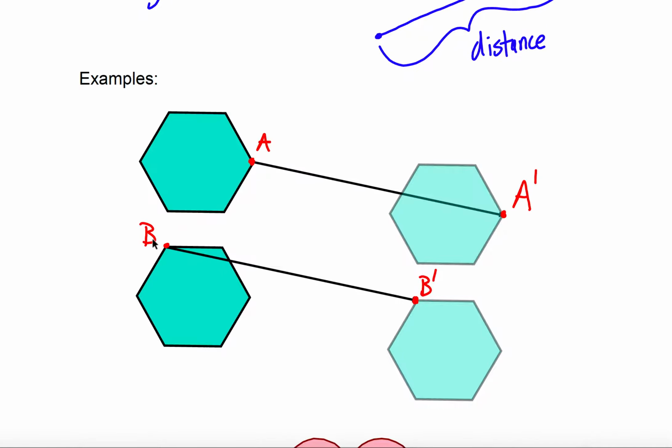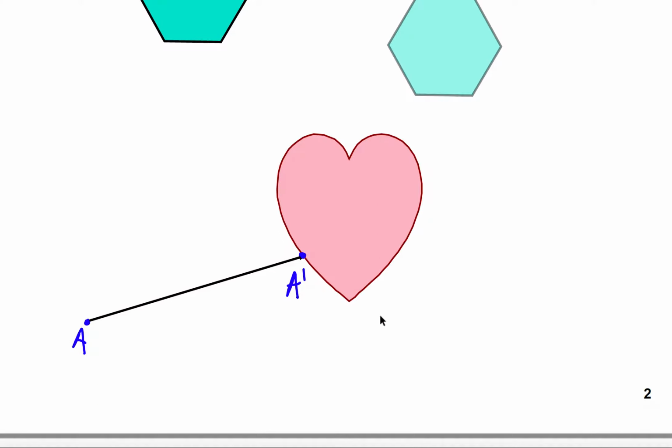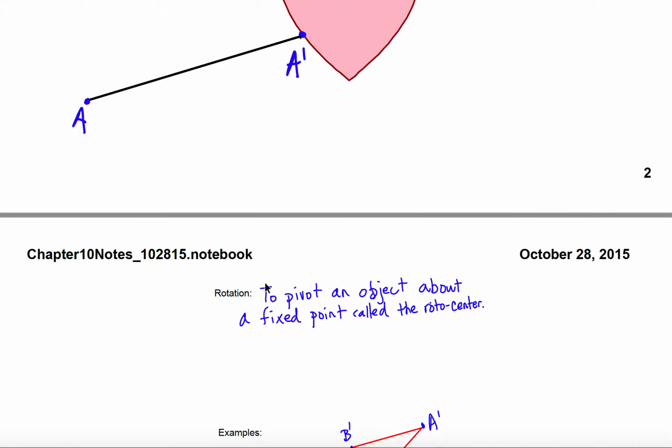Another example is that point B here becomes this point B prime. Again, it moved on that same vector. That length is exactly the same, and the direction is exactly the same. Another idea is that you can move from this point A to this point A prime, and everything just kind of moves. So if I were to have a heart here, I could move that heart here and take it over to here. So translations are just movements in a very specific direction.